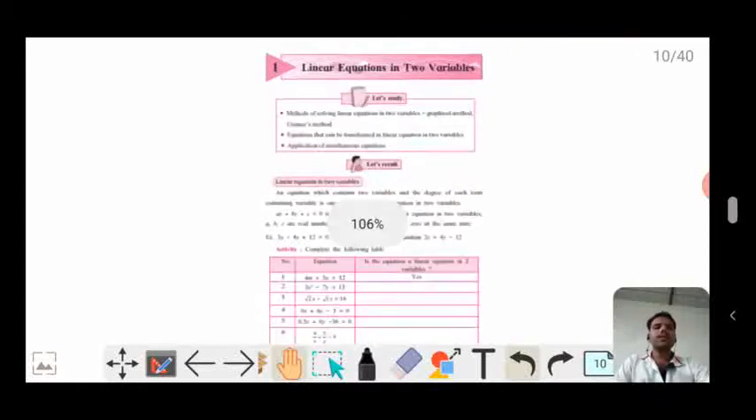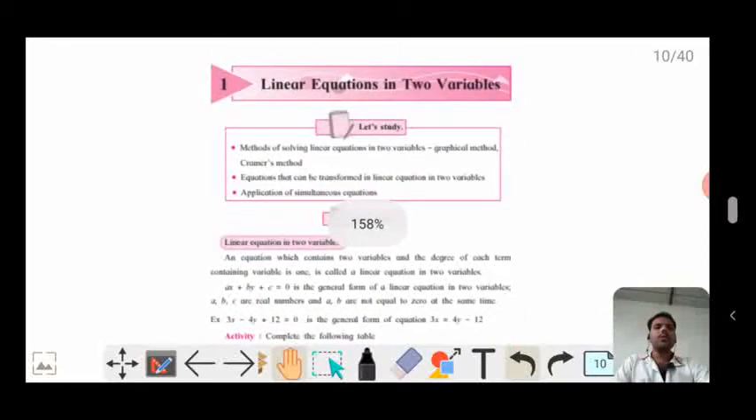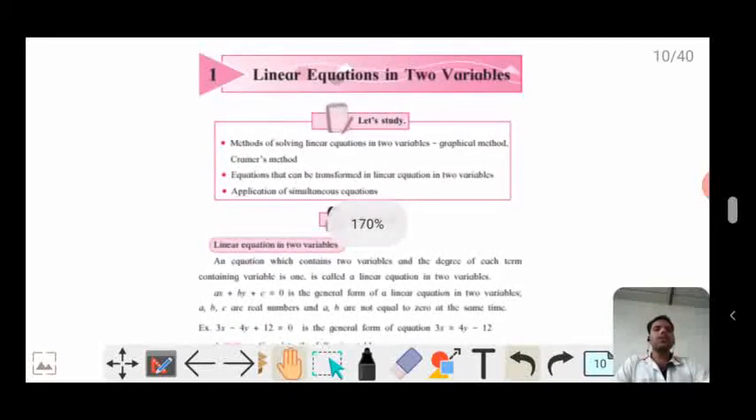So in this lecture we are going to see what is the linear equation in two variables. We are going to study the methods of solving the linear equation in two variables. First method is graphical method and second method is Cramer's method. Then we are going to see the equation that can be transformed in linear equation in two variables. Then at last we are going to see the application of simultaneous equation.